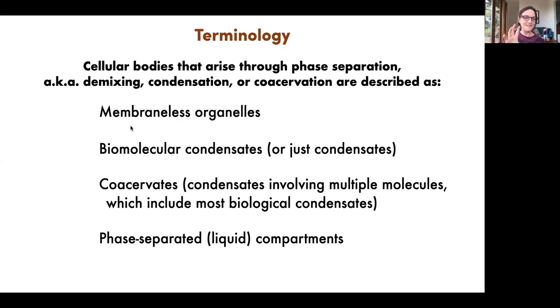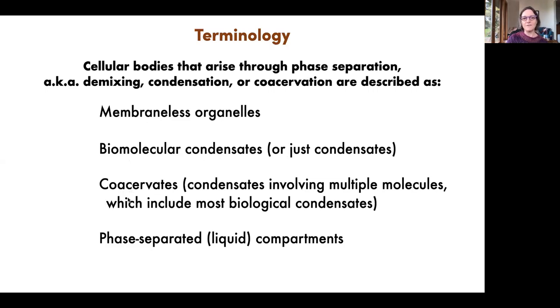It doesn't have to be. The condensed phase can sometimes become more solid or gel-like, as I'll touch on toward the end of the lecture. But in most of the cases that we're talking about now, the condensates are liquid. And those condensates are sometimes called biomolecular condensates or just condensates. Sometimes they're called membraneless organelles.